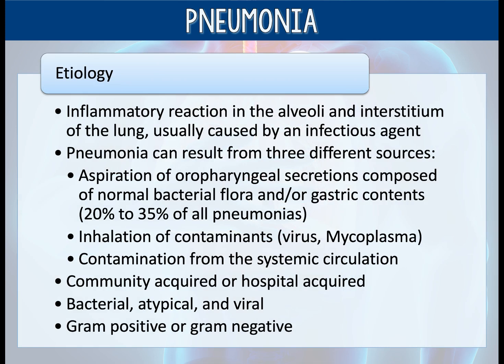Pneumonia is an inflammatory reaction in the alveoli and interstitium of the lung. It's usually caused by some kind of infectious agent. It can result from three different sources: when patients aspirate, which happens a lot, especially in older people; when we inhale things like a virus; or contamination from the systemic circulation, where something's going on, it ends up in the bloodstream, goes to your lungs, and you get pneumonia from it. We also have community acquired or hospital acquired pneumonia, and it could be from bacteria or from virus as well.